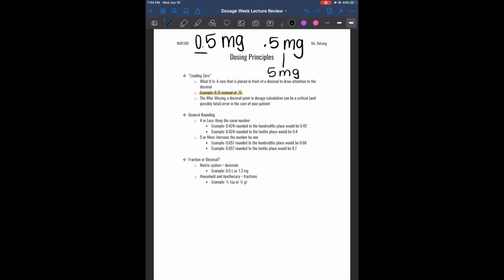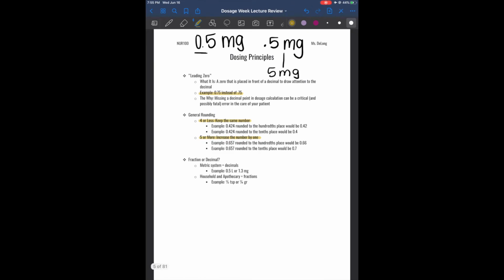0.5 is a pretty standard dose that we give for patients, but 5 milligrams could be a pretty high dose depending on the patient's tolerance. So that's where it could be a critical or fatal error if I give them 5 milligrams instead of 0.5 milligrams. As well as general rounding here, remember that if the number you're basing your rounding off of is 4 or less, you're going to keep the same number, and if it's 5 or more, you're going to increase it by 1.